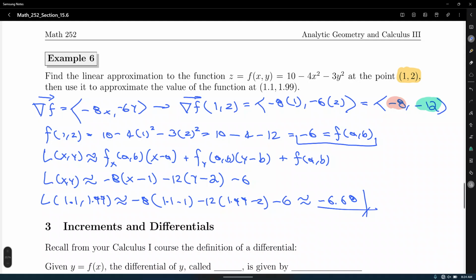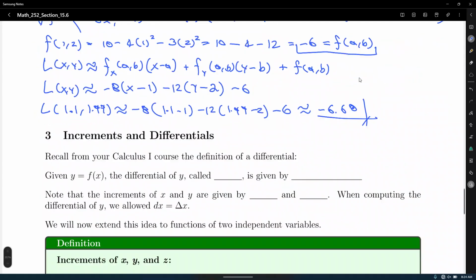All right? So that's actually going to be the next part, the increments and differentials. That's so we can see what's the actual change between an approximated value and an actual value. So again, this is going to be from calculus 1, and we're going to extend it to functions of 2, potentially 3, 4, as many variables as you want.